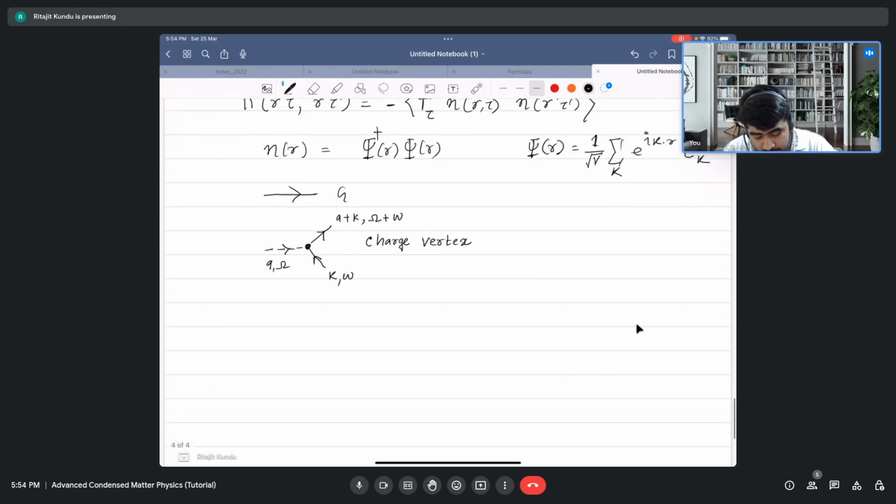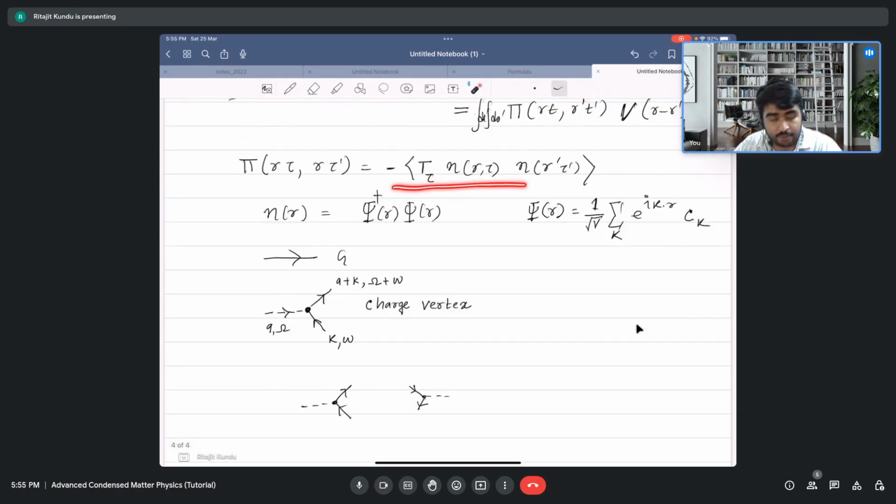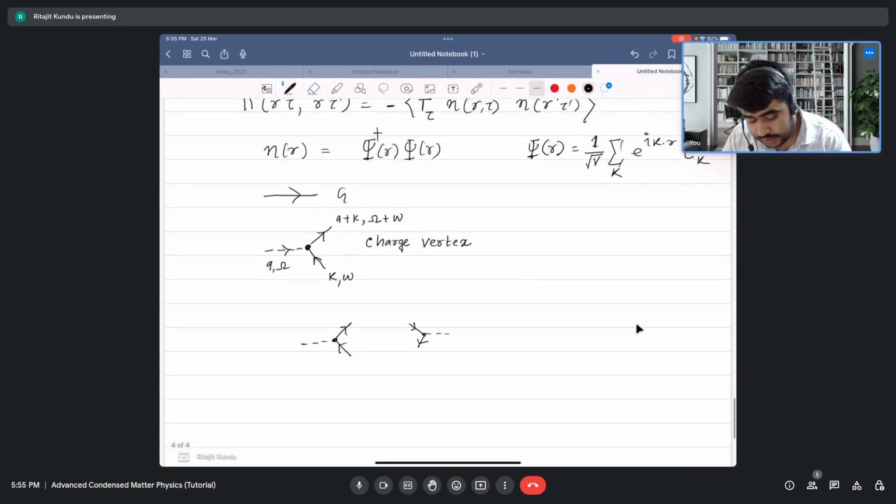Let me quickly draw. We have two of those charge vertices, one like this, and we have another one. Let's draw it like this. The task is to combine these things and get a scalar. Everything should be contracted, and we should get some kind of number, because what we are looking for is a number, since we have taken the expectation value of everything. Now, in this diagrammatic way, we will try to contract these two vertices.